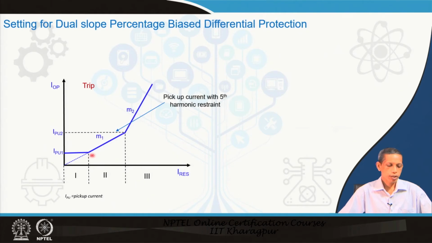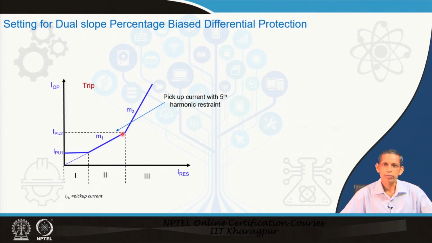Now, while going for the settings, some of the literature suggests that if this is the pickup current, then we go for the slope, the first slope, this line which passes through the origin, and then it goes up to this point. This point is nothing but the second pickup level, and the second pickup level is decided by the fifth harmonic restraint provided in the percentage differential relay for the over-excitation phenomenon when voltage becomes higher.